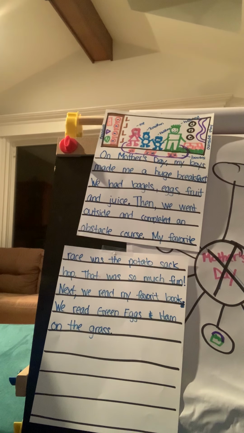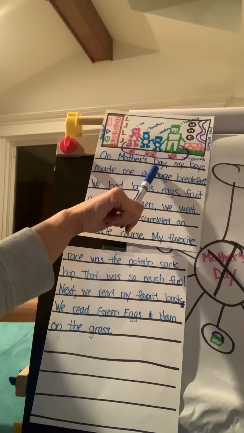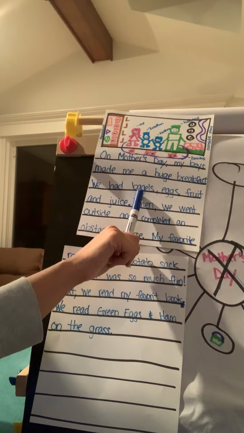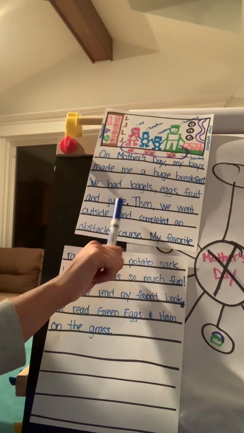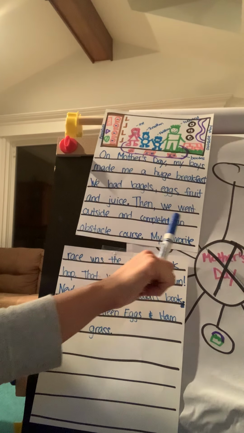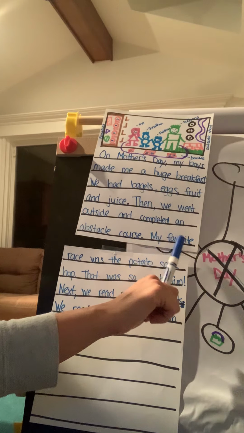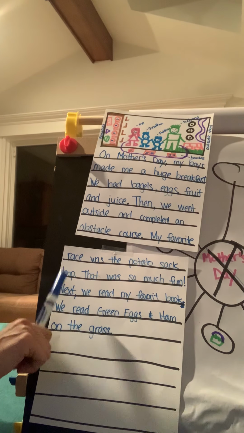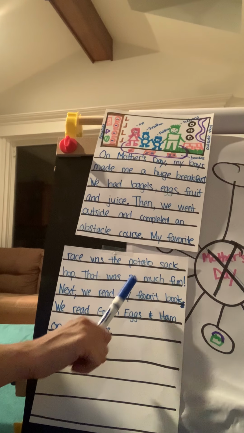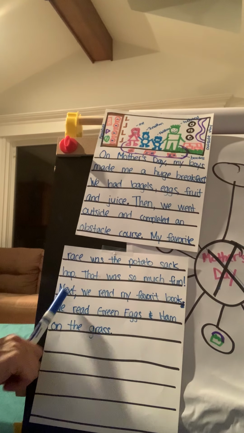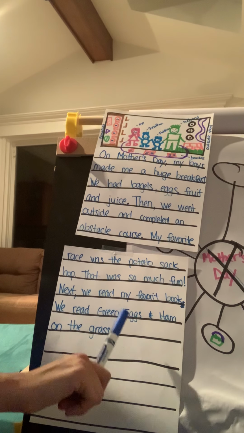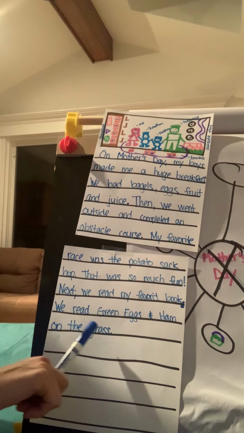So let me read what I have so far. On Mother's Day, my boys made me a huge breakfast. We had bagels, eggs, fruit, and juice. Then we went outside and completed an obstacle course. My favorite race was the potato sack hop. That was so much fun. Next, we read my favorite book. We read Green Eggs and Ham on the grass.